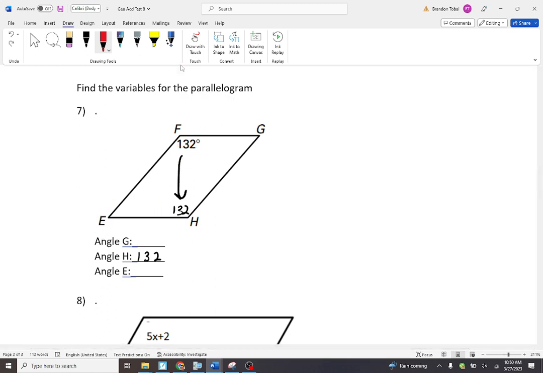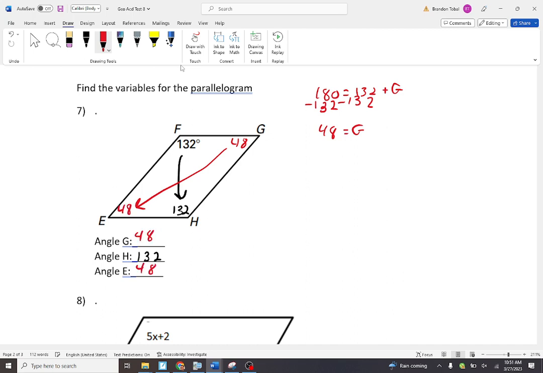So in this case, for G and for E, I would write it like this: 180 equals 132 plus G, since I don't know what G is. Then you would subtract 132. So then it's going to be 48 equals G, which means this G is 48. And that means this E, which is the diagonal to G, is also 48.